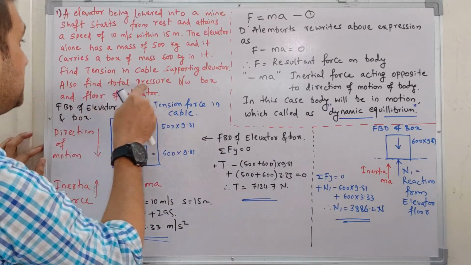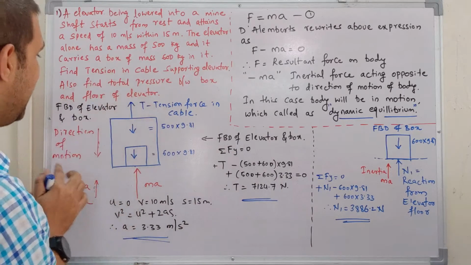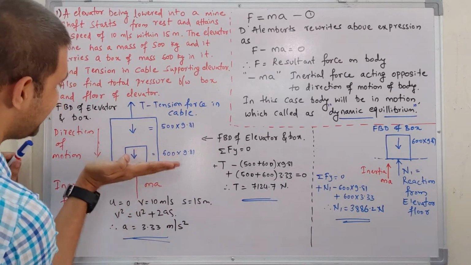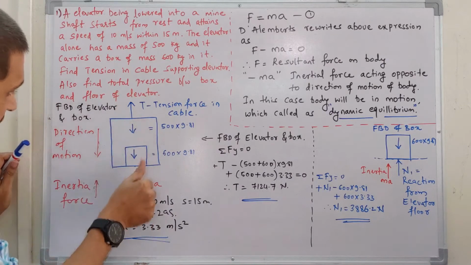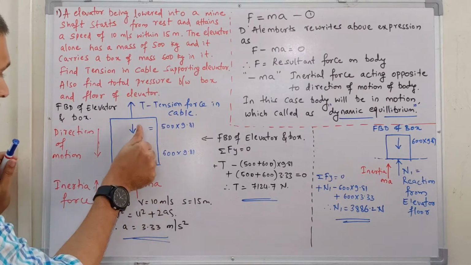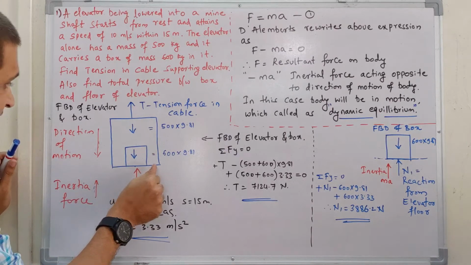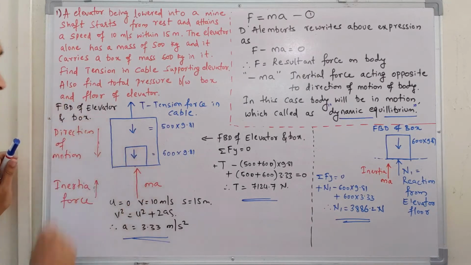And also find total pressure between box and floor of the elevator. Now when this box is rested on the floor of this elevator, it will give you a reaction. So there will be a reaction from the floor of the elevator to the box. You are also asked to calculate the reaction from floor of the elevator to the box.